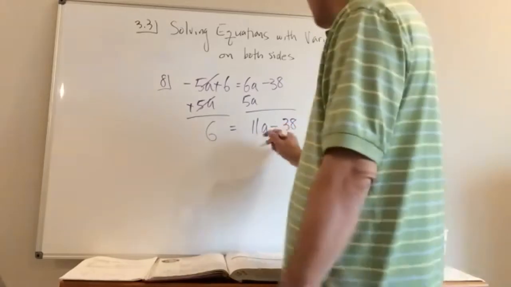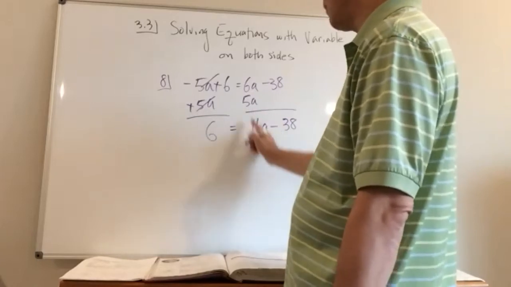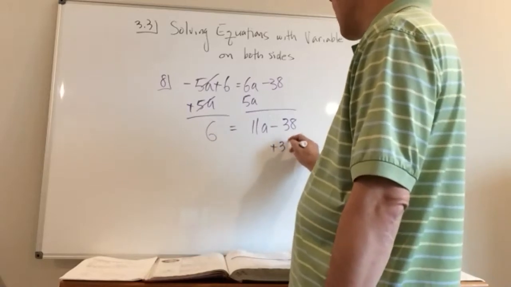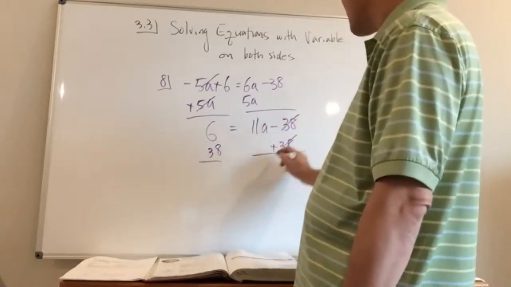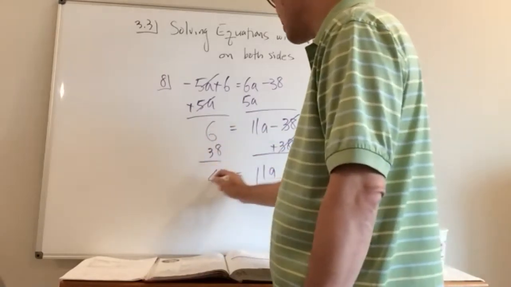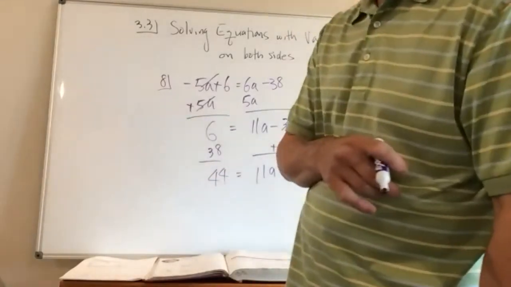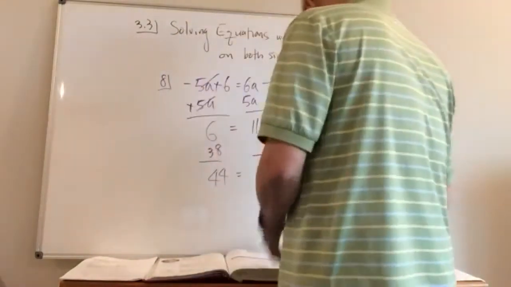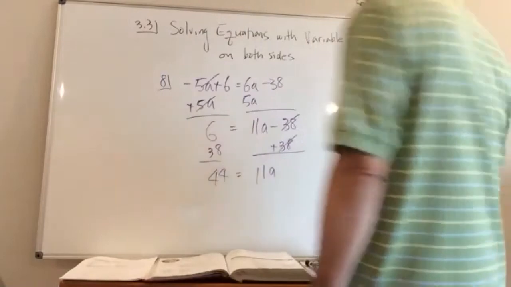Yeah. Okay, so now I have the 11a, and I want to isolate it. I want the 11a by itself, so I need to get rid of the negative 38. So I'm going to add 38 on both sides. This one and this one go away. I have 11a is equal to 6 plus 38, which is 44. And you can take it from here, right? Yeah. Just divide both sides by 11, okay? Are we good? Yes. I just forgot you could add. Okay.